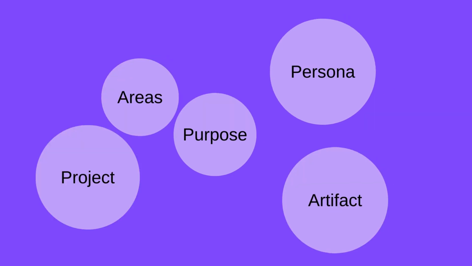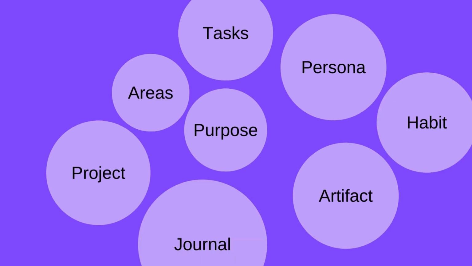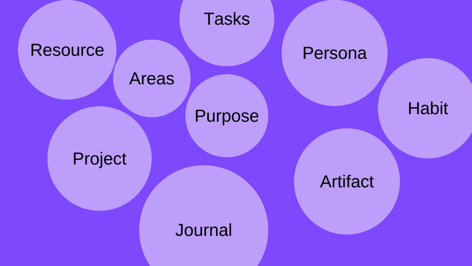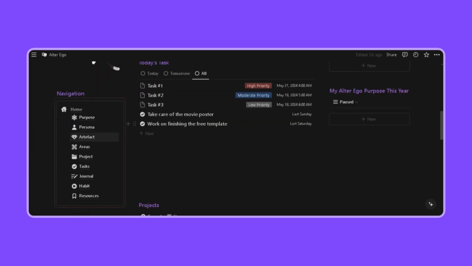There are many pages here. We have the purpose page, persona page, artifact page, area page, template page, task page, journal page, habit page and finally resource page. Each page has its unique role in helping you manage your alter ego.